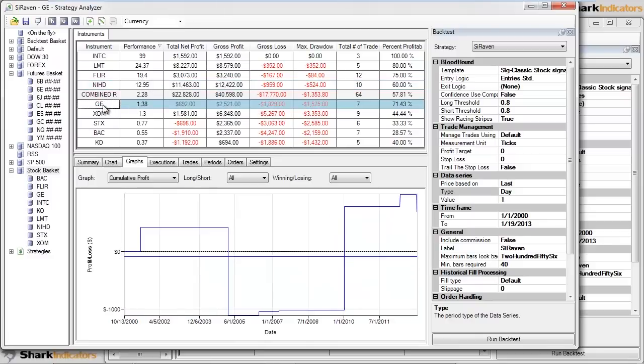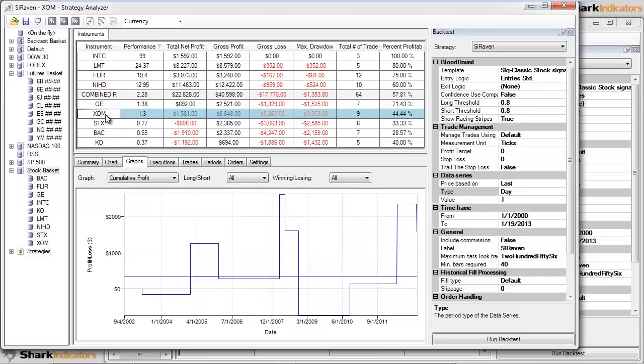Let's take a look at GE. I threw GE in there because it's been around for a long time and it's a fairly steady stock. Even though it's profitable, it didn't take very many trades, only 7. But look at this huge dip down. That's a huge warning sign there. And then luckily it ended in a profit.